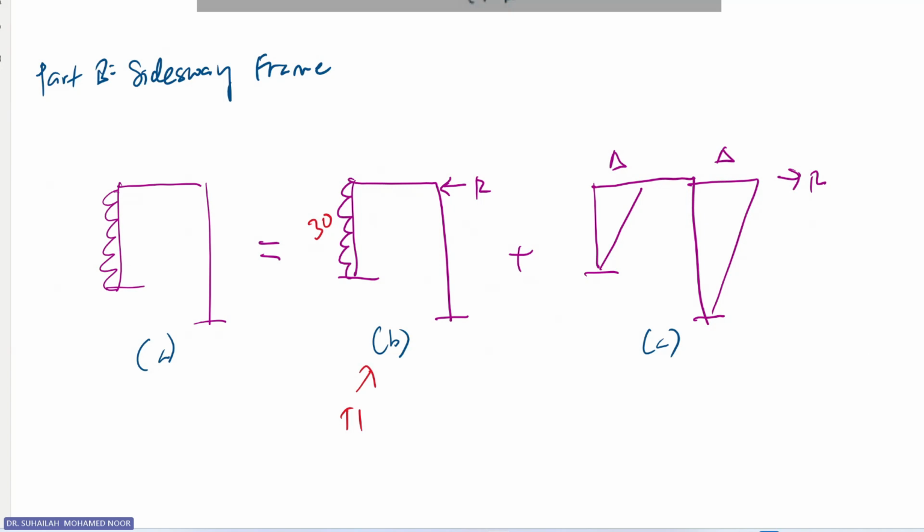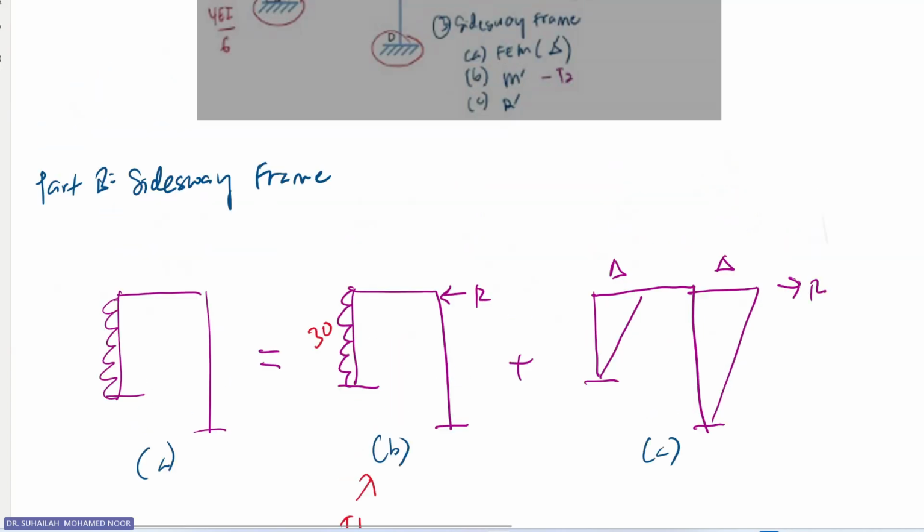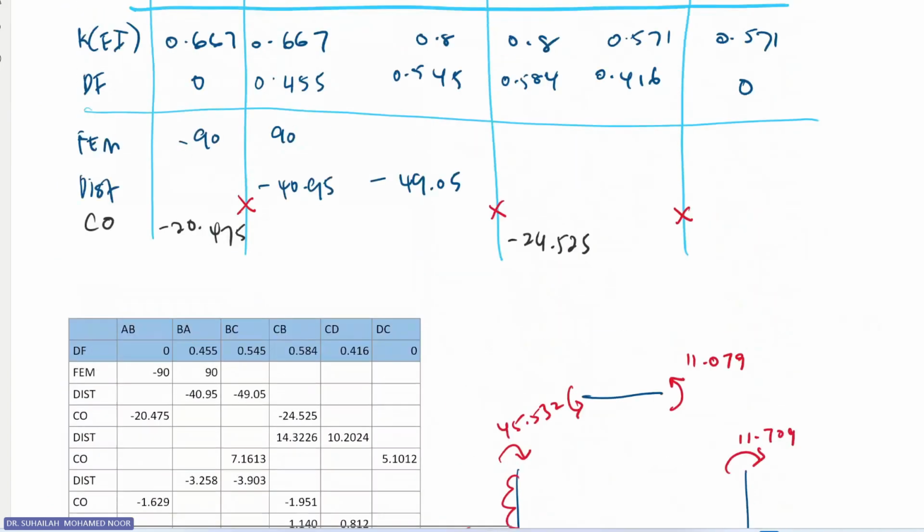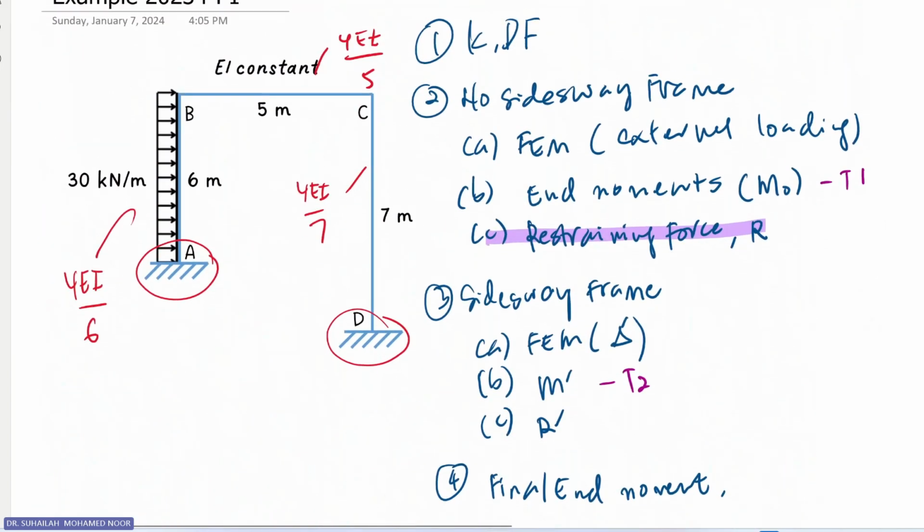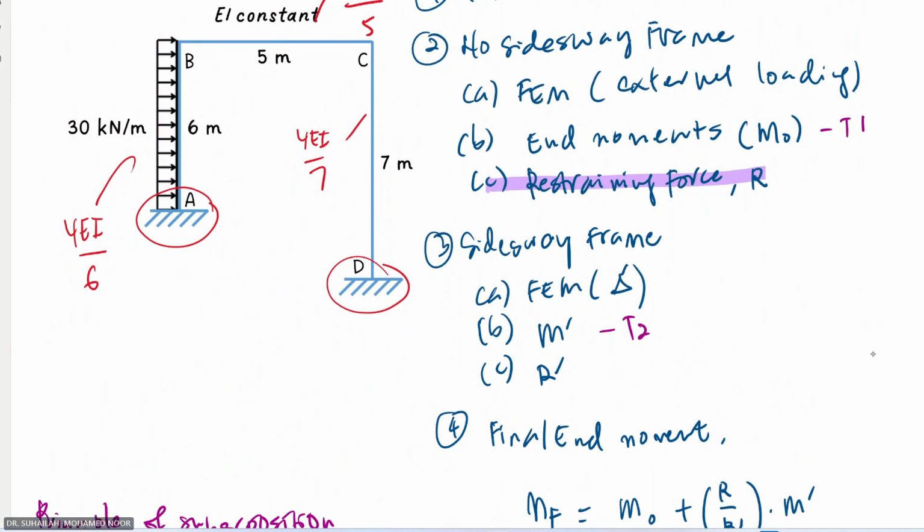So actually, step number 3 is called side sway frame analysis. This is actually part 2. For side sway frame analysis, we have to do 3 steps. Number 1, we will calculate FEM, but this FEM will be based on the assumption of FEM due to delta prime.